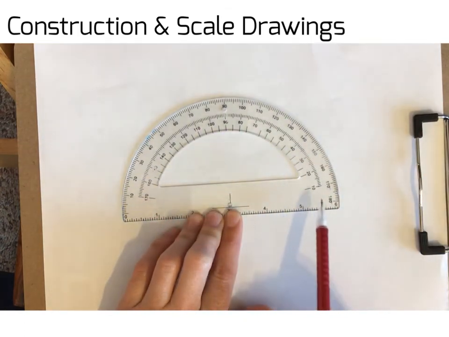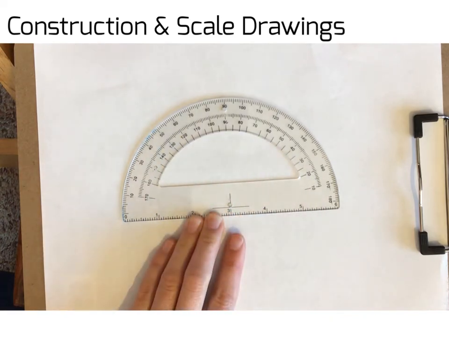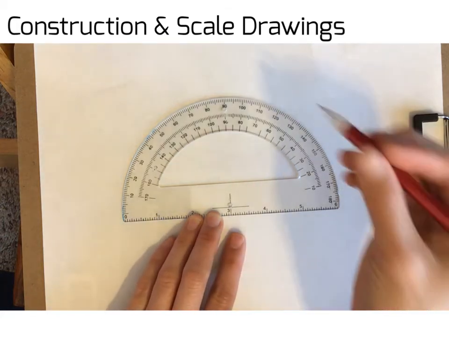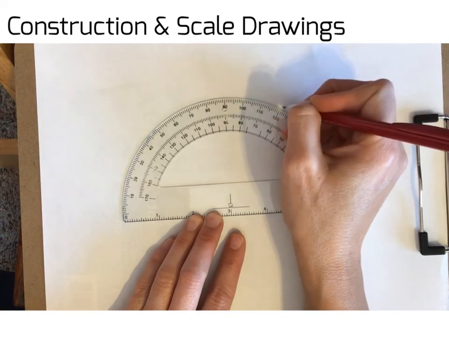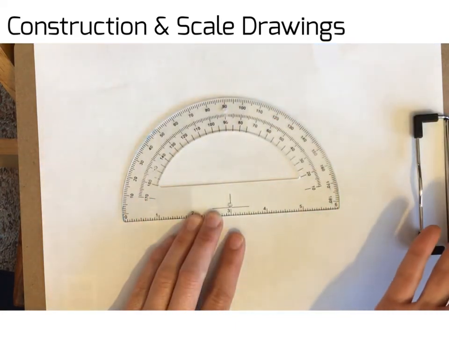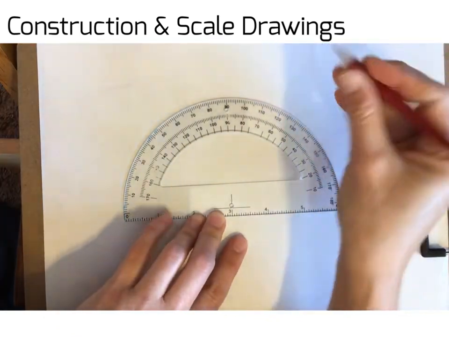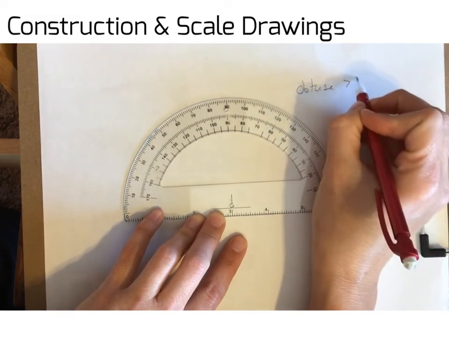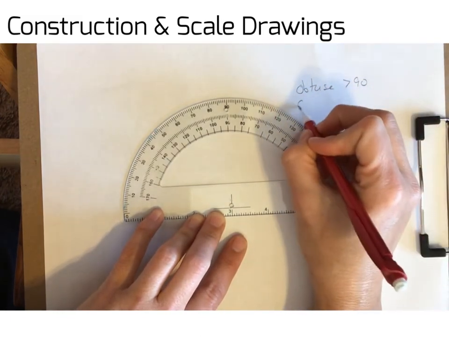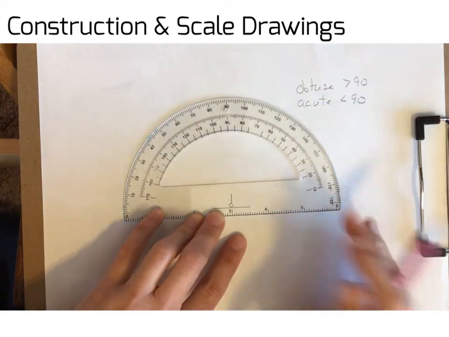And on the inside, it goes from 0 to 180 in the other direction. So depending on whether you're marking here, this could be 120 or it could be 60, depending on if you want an obtuse or an acute angle. And remember that obtuse angles are greater than 90 degrees, and acute angles are less than 90 degrees.